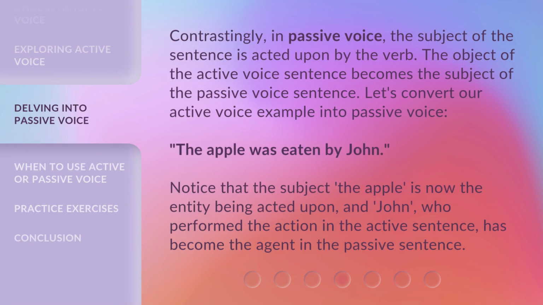Contrastingly, in passive voice, the subject of the sentence is acted upon by the verb. The object of the active voice sentence becomes the subject of the passive voice sentence. Let's convert our active voice example into passive voice. The apple was eaten by John. Notice that the subject, the apple, is now the entity being acted upon, and John, who performed the action in the active sentence, has become the agent in the passive sentence.